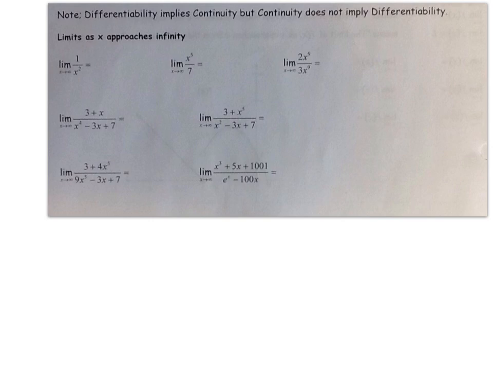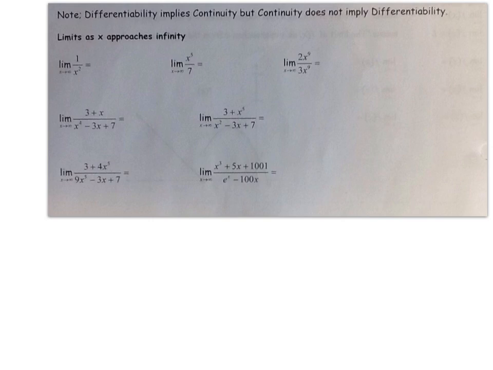And it does say, note, something important, differentiability implies continuity, but continuity does not imply differentiability. And that is because of that sharp corner piece. If a function is differentiable, it for sure is continuous. But just because it's continuous does not mean that it's differentiable. A sharp cusp on a graph would be an example of a continuous function that is not everywhere differentiable. Now, we're looking at limits as x approaches infinity.